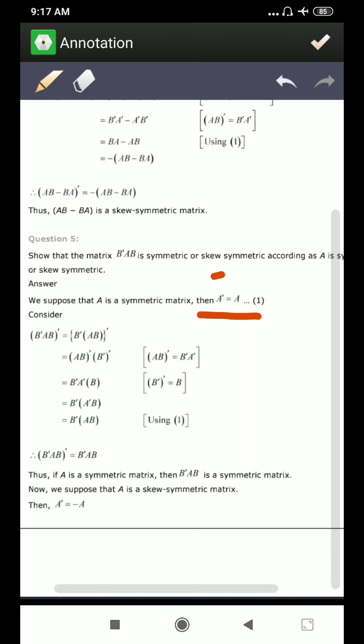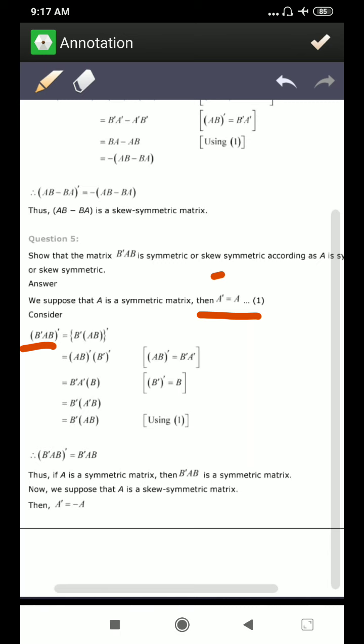Now what we'll do, we want to check whether it is symmetric or skew symmetric. The simple method to find whether a matrix is symmetric or skew symmetric is to take the transpose of that matrix. So in this case, we will take the transpose of B dash into AB.